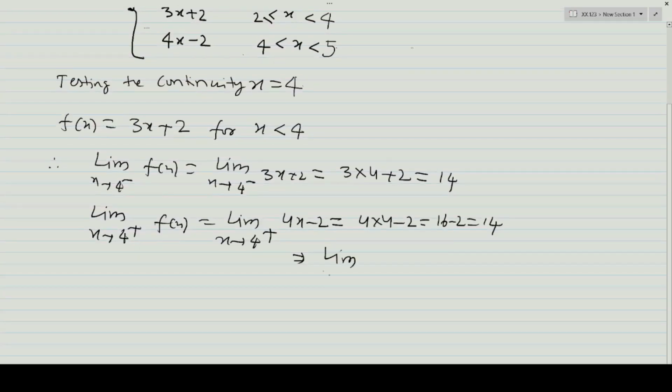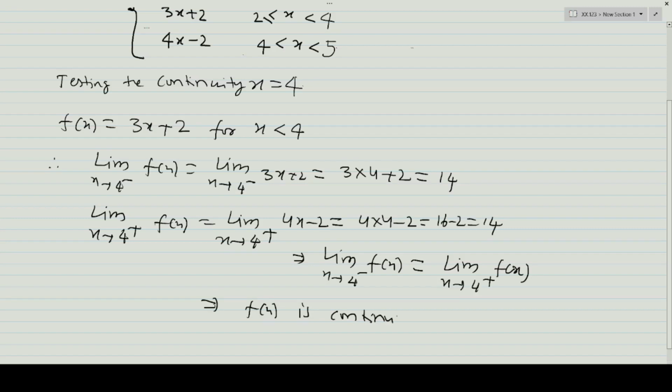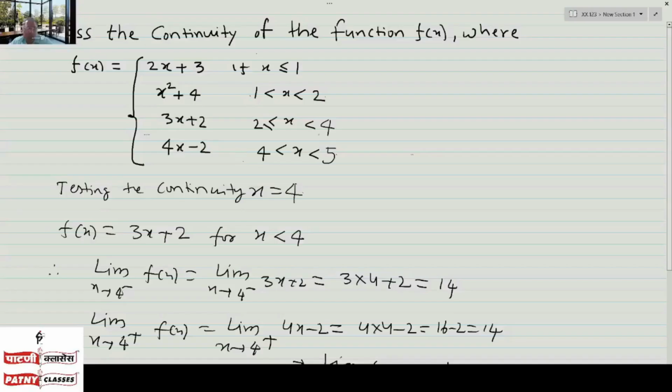the limit as x tends to 4 minus of f(x) equals the limit as x tends to 4 plus of f(x), which implies f(x) is continuous at x equals 4. Therefore, f(x) is a continuous function at x equals 1, x equals 2, and x equals 4.